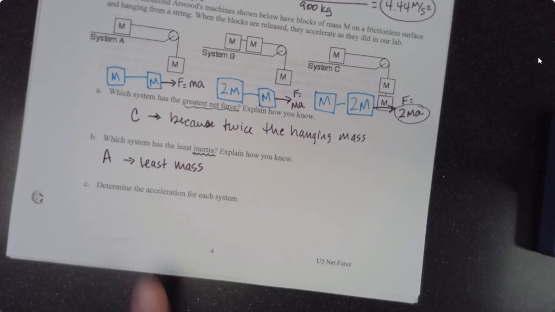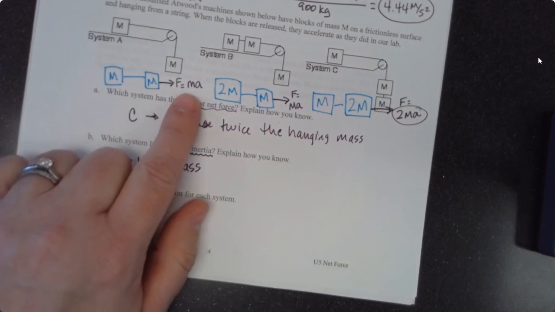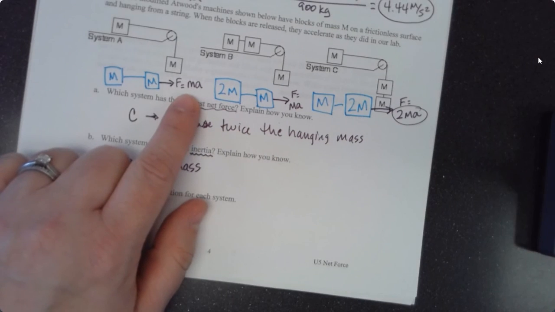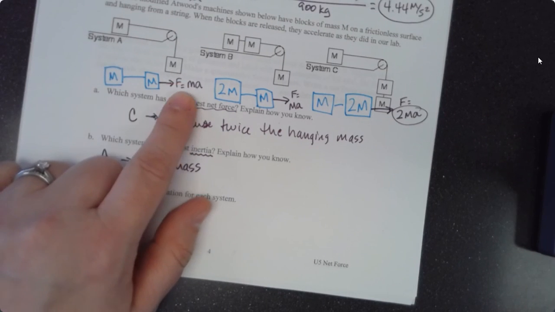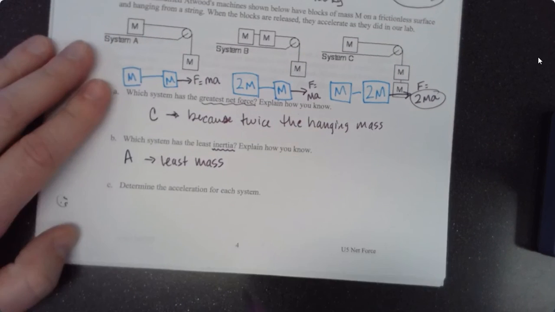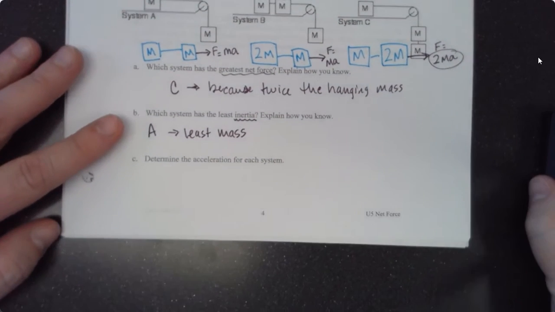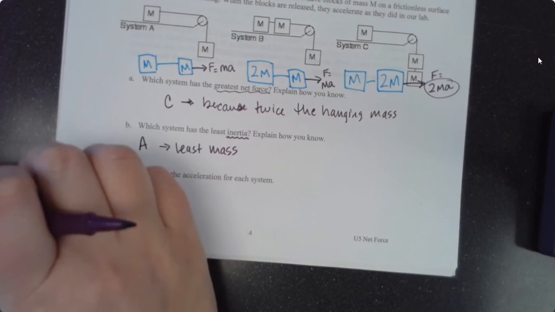Then it wants us to determine the acceleration for each system. How do we do that? Can we figure out what the mass of each system is? And can we figure out the force? This is tricky, right? I'm going to set up a little table. Dang. We'll set up a table tomorrow.